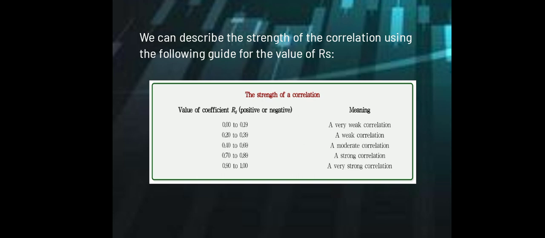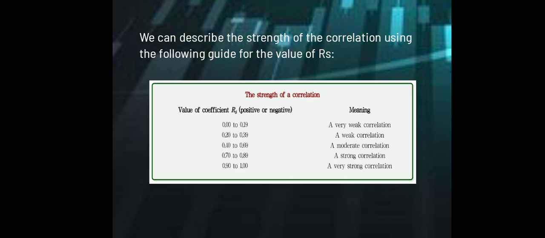So, the strength of a correlation. The value of coefficient rs can be positive or negative. So, 0.00 to 0.19 is a very weak correlation. If it is positive, it is a very weak positive correlation, okay? But if the given value of coefficient rs is negative 0.10 perhaps, the meaning of it is a very weak negative correlation.